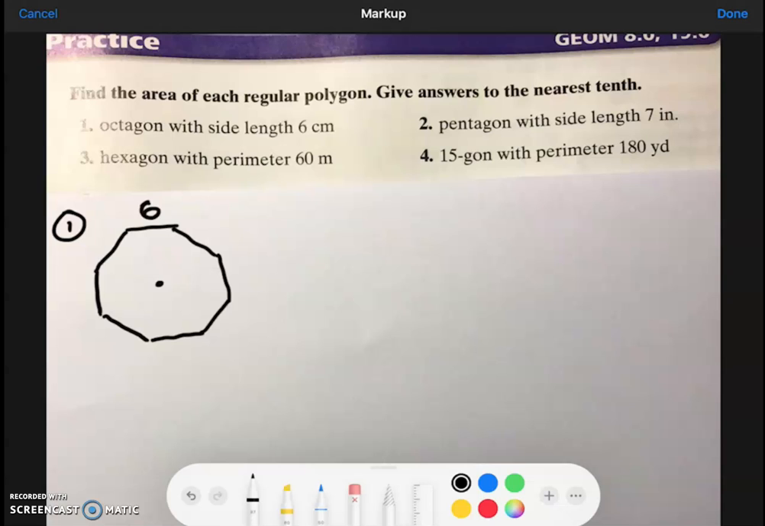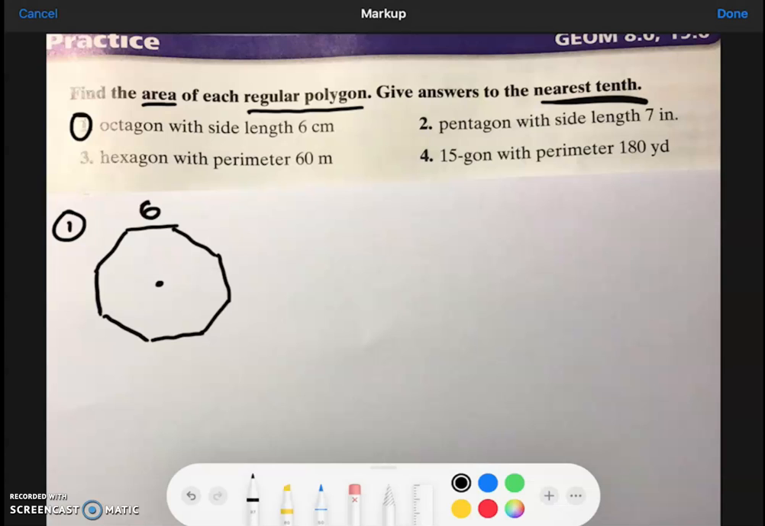This will be how to do problems on page 561. We're going to go with number one to start with here. We are trying to figure out the area of a regular polygon, and we'll round it to the nearest tenth. So I drew number one here. It says an octagon with side length 6. So I drew the picture as best I could here.